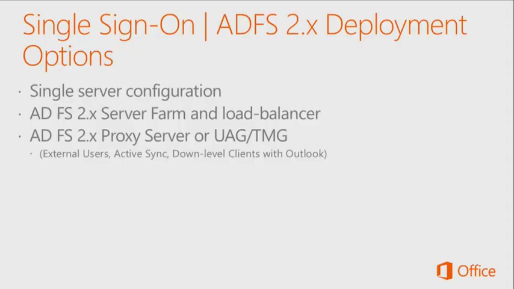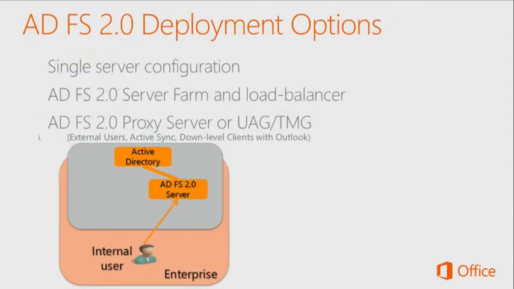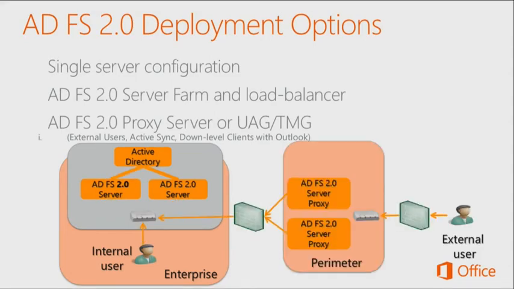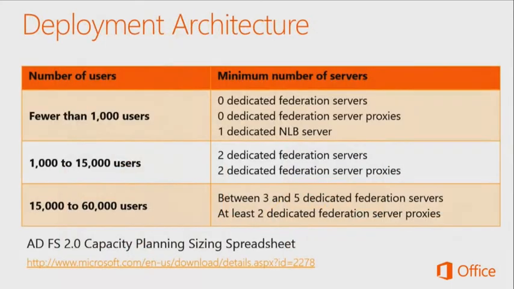Okay. Single server configuration. ADFS server farm and load balancer, ADFS proxy server, okay? So we have Active Directory, two ADFS 2.0 servers, 2 proxy servers, and the external user. It's very redundant, and you can put these in different physical locations as long as that's the way your domain is configured. Let's say you have a remote office with an Active Directory controller. You can put these in multiple locations and provide proxy into them.